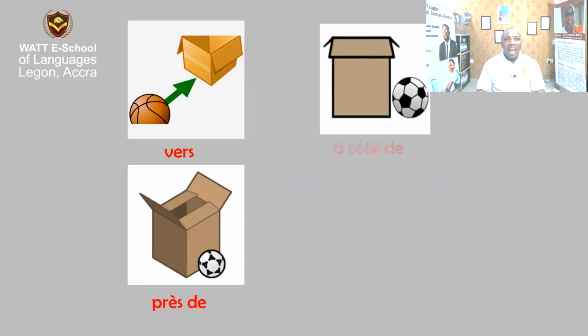Oh, okay, let me see. À côté de, à côté de. That's three words to form "near". So: le ballon est à côté du carton. Le ballon est à côté du carton.